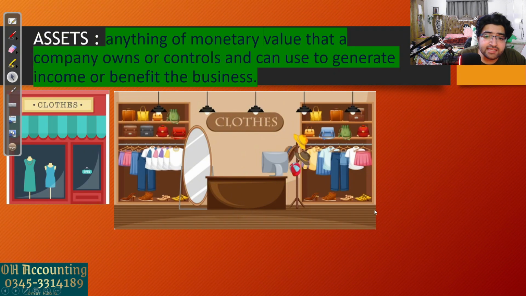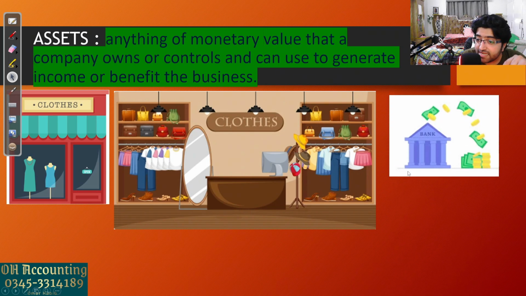Then all these are your inventory. These hats, these bags, these t-shirts, this pant, these shoes. What are these? These are your assets because they are your inventory. These are the things that you have bought to resell. So this is also your asset. Even this lamp here, this bulb, this is your asset because it has monetary value, it is owned by the business, and it is providing benefit to the business.